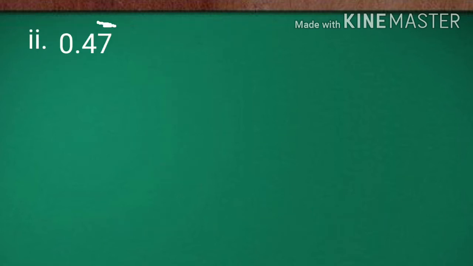Now move on to the second question, 0.47 with a bar. On 7 you have a bar, which means 7 is the only repeating part. 4 is not the repeating part. So we can write the expansion of this as 0.4777... and so on. Like that we can write down the expansion of our given decimal number.